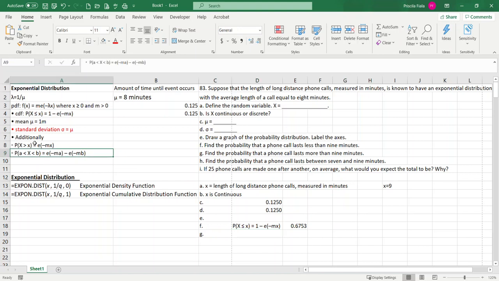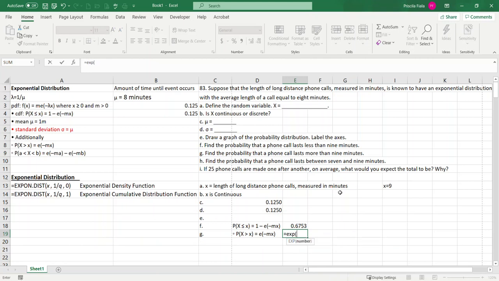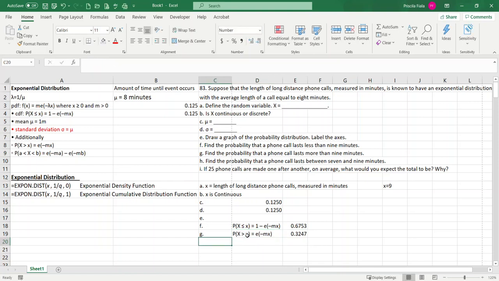Let's take a look in here. More than 9 minutes. So this is the formula over here. Do equals exponent and then minus my value over here times how much it's asking now, more than 9. So enter, then we have 32.47% or about 32% or 0.3247. The solution for your book actually is incorrect. This would be the correct solution.